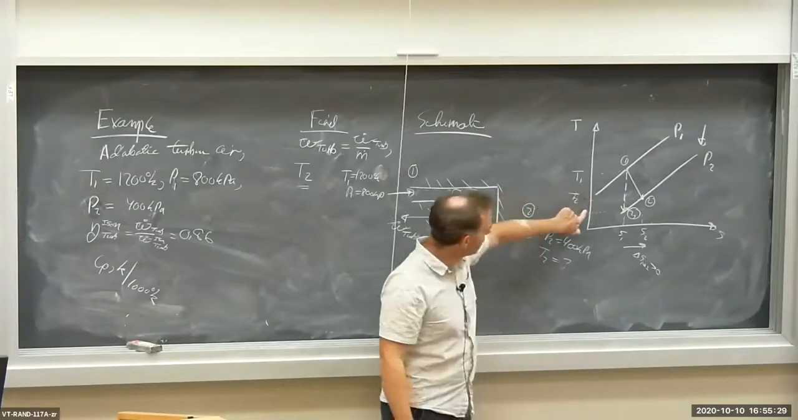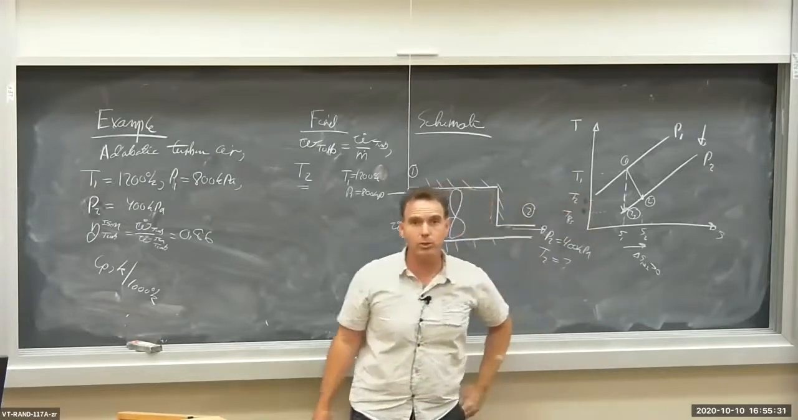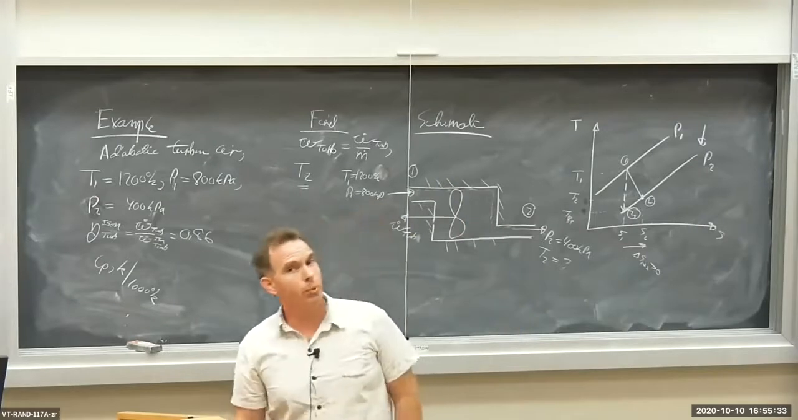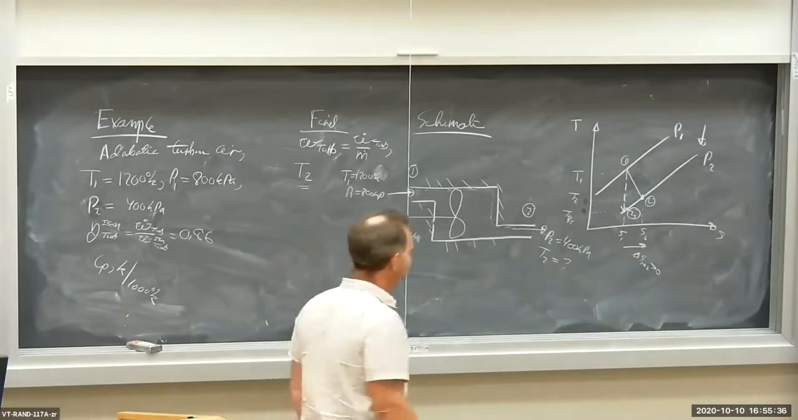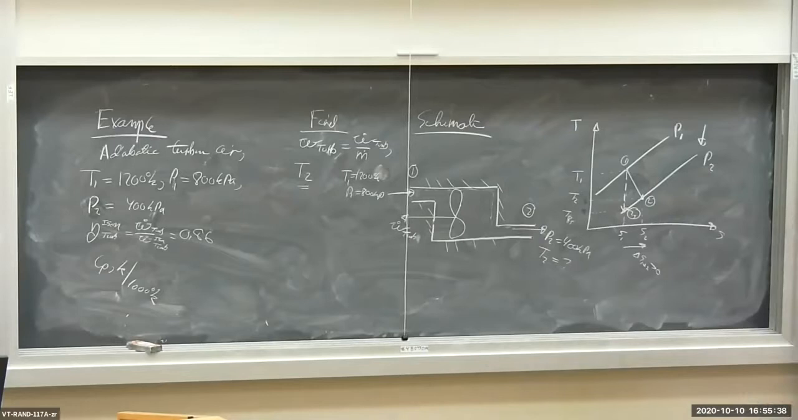T2s is lower than T2 because we're not extracting from the real device the maximum possible power or energy from the flow. So the real device has a hotter exit temperature than the reversible device.